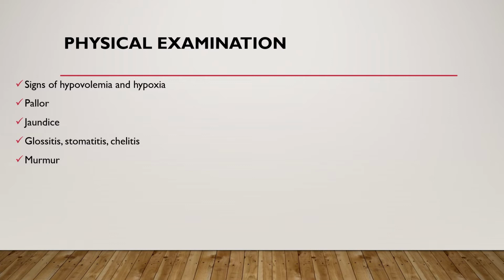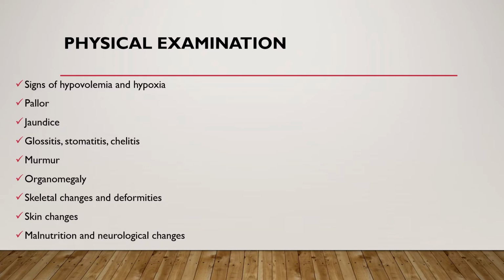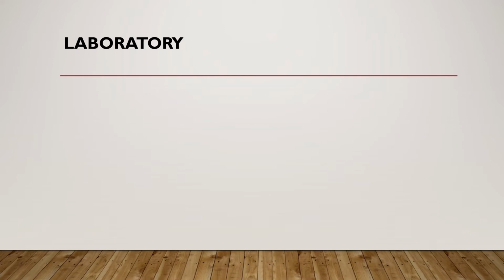We should also check for murmur, because in severe anemia we might detect a flow murmur, and organomegaly can be there, or if the cause of anemia might be due to malignancy and the like. And also we should check for skeletal changes and deformities. We should look at skin changes. We should check for nutritional and neurologic changes. And the other important thing that we should do is laboratory.